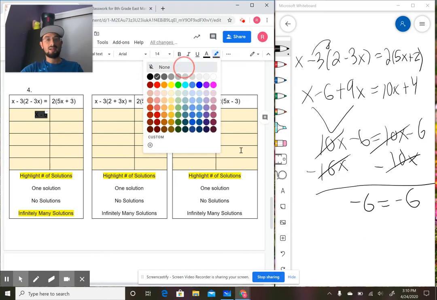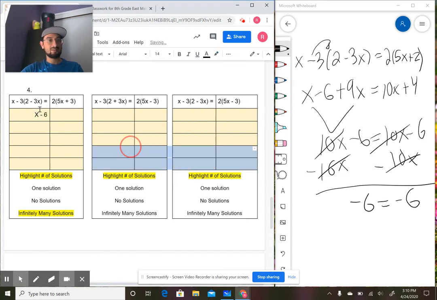Same issue with that black highlight. I gotta get rid of that. Let's do that right now.